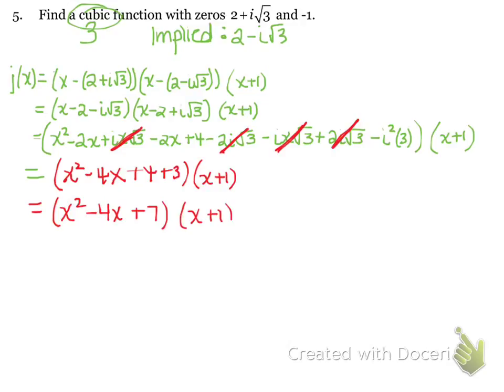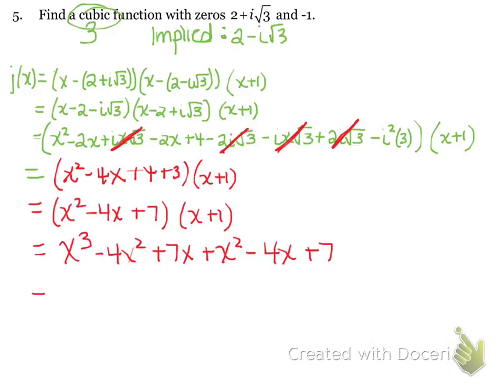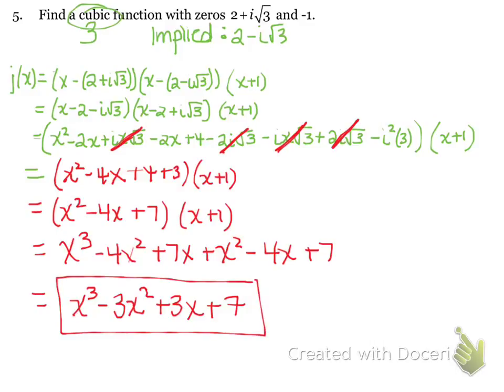And now we're going to distribute this trinomial and this binomial, which will give me x to the third minus 4x squared plus 7x plus x squared minus 4x plus 7. And when we combine all our like terms, we get the cubic function x to the third minus 3x squared plus 3x plus 7. Again, in standard form.